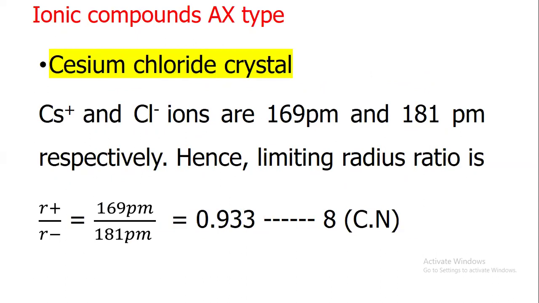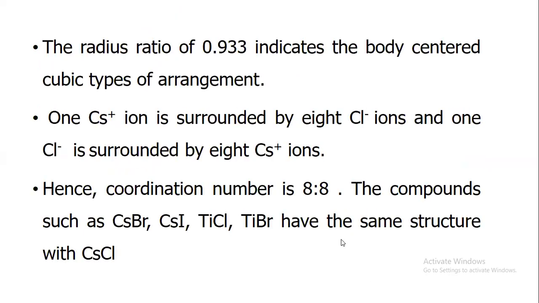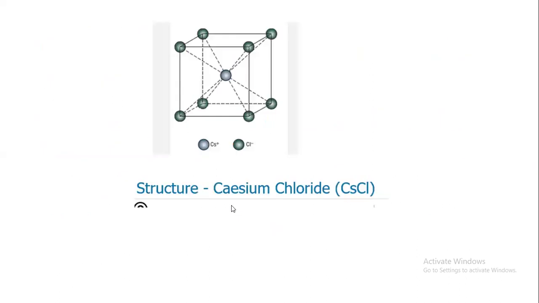Hence, the limiting radius ratio is 0.938. So, the coordination number: the radius ratio of 0.938 indicates a body-centered cubic type of arrangement. One cesium ion is surrounded by 8 chloride ions and one chloride is surrounded by 8 cesium ions. Hence, the coordination number is 8 is to 8. Compounds such as cesium bromide, cesium iodide, thallium chloride, and thallium bromide have the same structure as cesium chloride.